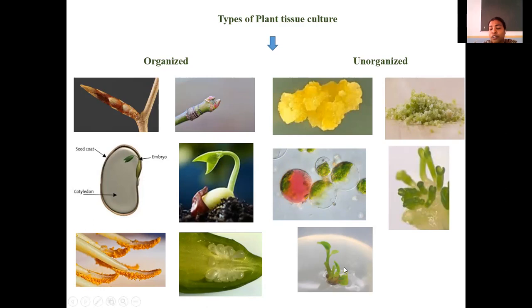And here, direct organogenesis without going through callus, if the explant directly produces an organ, that also comes under unorganized plant tissue culture. So plant tissue culture can be divided into two types. One is organized, another one is unorganized.